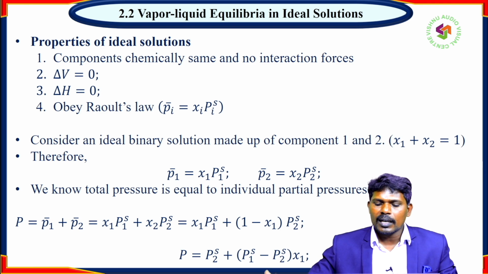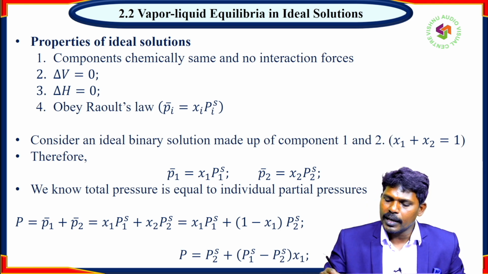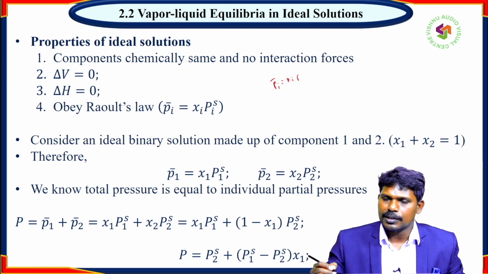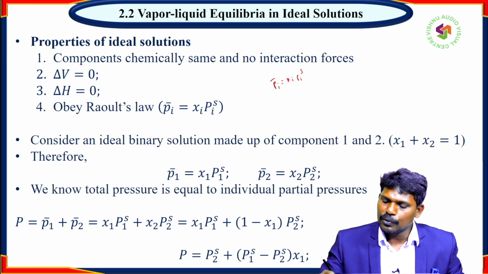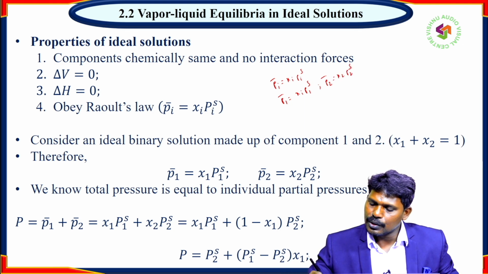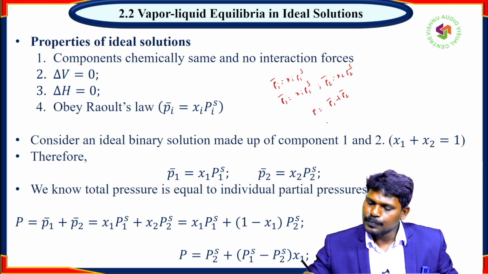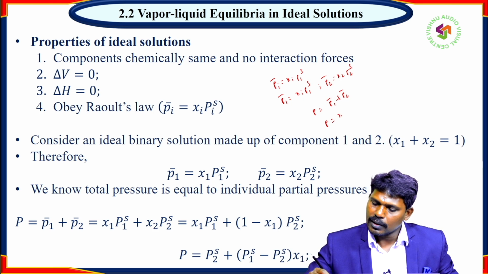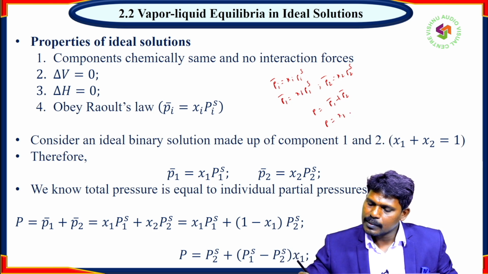That's the reason: it has to obey Raoult's law, Pi bar is equal to Xi into Pi saturated. So for compound 1, P1 bar is equal to X1 into P1s, and P2 bar is equal to X2 into P2s. The total pressure is equal to P1 bar plus P2 bar. We know this one already. Now substitute: P is equal to X1 P1s plus X2 P2s.